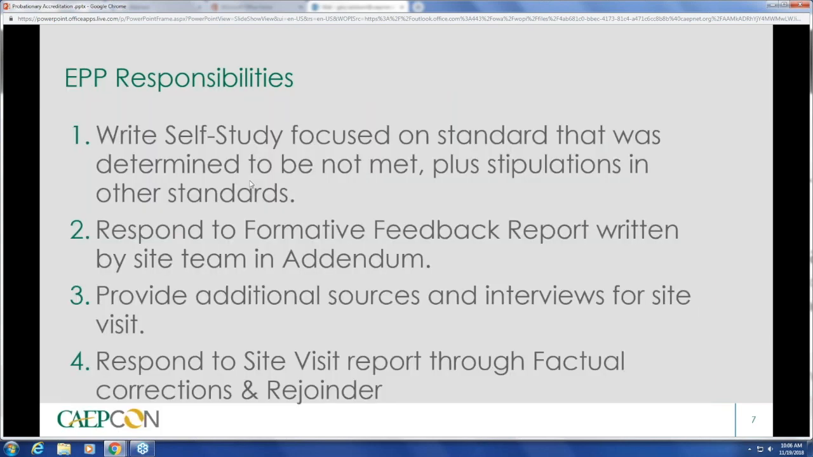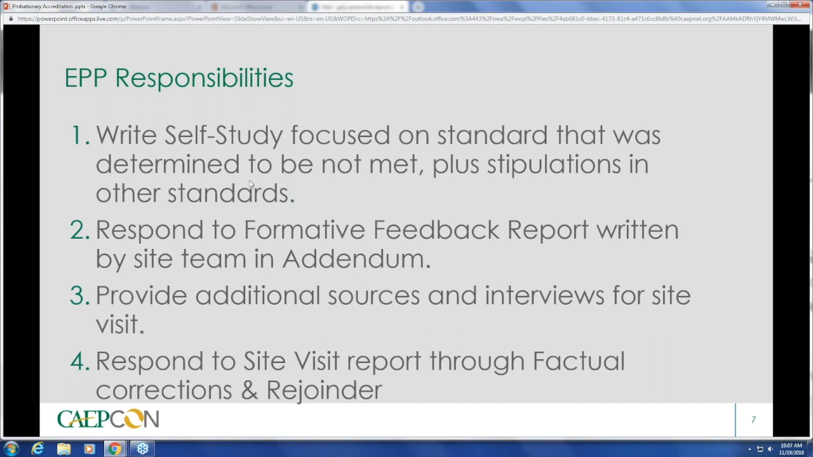So from the EPP side, they write a self-study, and it's focused on the standard that was determined to not be met, plus any stipulations in other standards. We do have one case from this fall where they didn't meet standard 5, but they had one stipulation, I think it was in standard 3. So if they do have a stipulation outside of that major standard, they would also need to be addressing that.